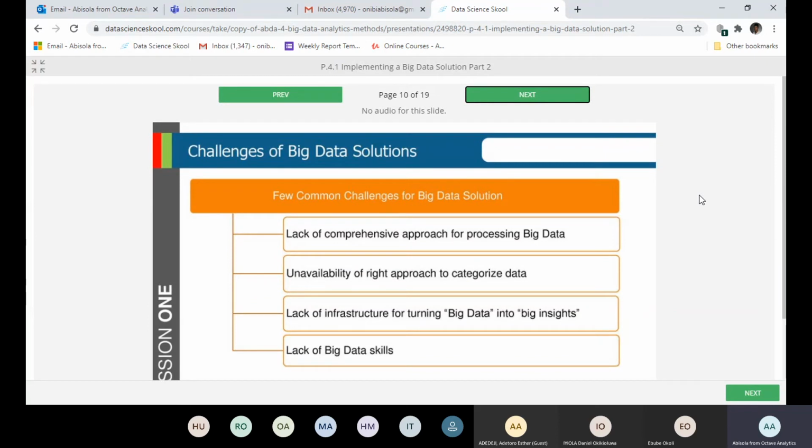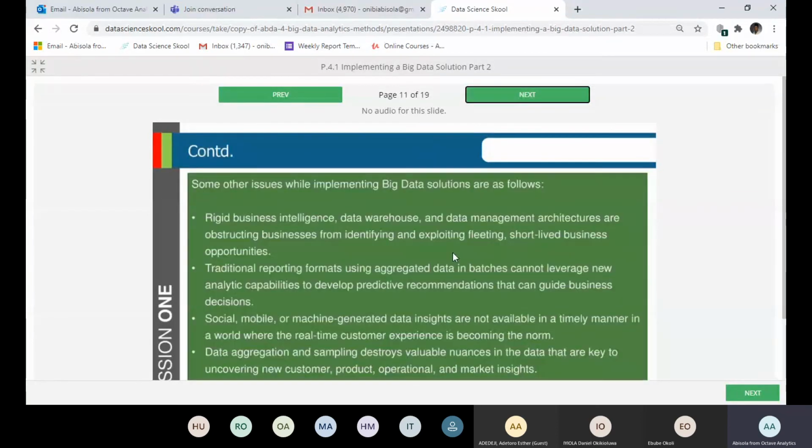Then another thing is lack of infrastructure for turning big data into big insights. So you don't have good infrastructure for turning big data into insight. Maybe infrastructures like, say, Hadoop are not available for turning big data into insight. That could be a challenge. And then lack of big data skills. We don't have enough big data scientists that understand how to use these advanced analytical tools to perform big data solutions on big data. So that's another challenge.